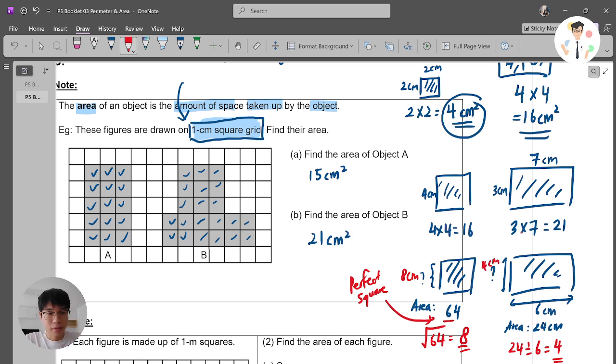So again, when it comes to the area of squares and rectangles, you will see questions that ask for the area of square or area of rectangle, or they will give you the area instead and ask you to find the length of the side. So this take note is kind of simple, but it's important to make sure you get it right in the exam.